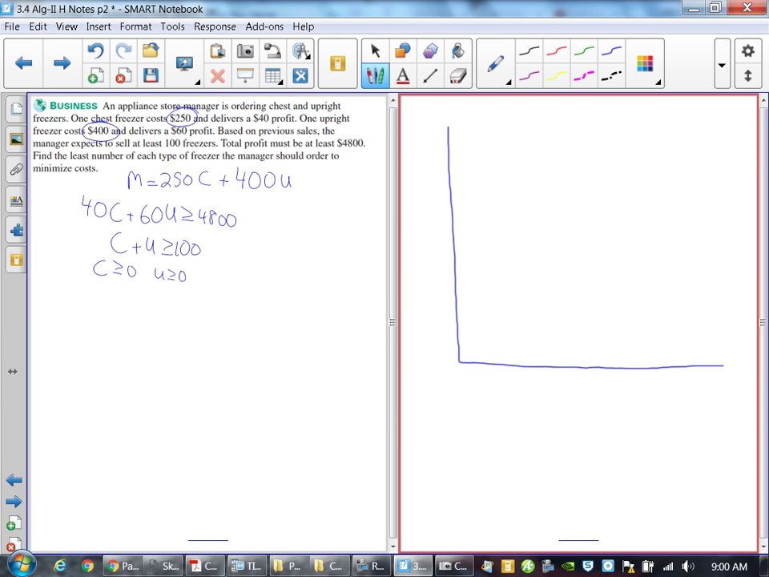First quadrant problem. Let's see. If I go with C, U, cover and solve. So 40 into that would be 120. 80.